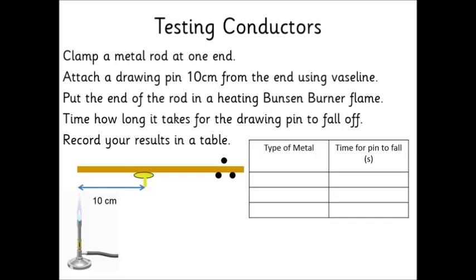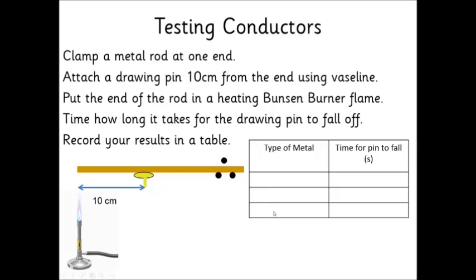Now, in the lesson at school, you may have done this practical, whereby you have different types of metal rod, and you use some Vaseline to stick a drawing pin a set distance from the end of the metal rod. In my case here, it's 10 centimetres. You then, using a Bunsen burner, heat the end of the metal rod, and you time how long it takes for the heat to travel through the solid metal rod, and as the heat does this, it melts the Vaseline and the pin drops off.